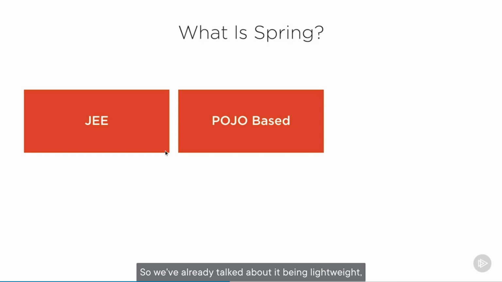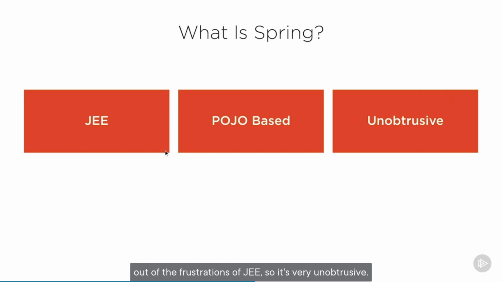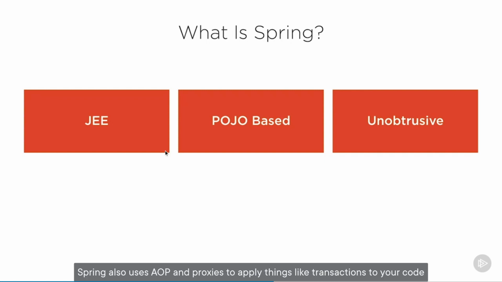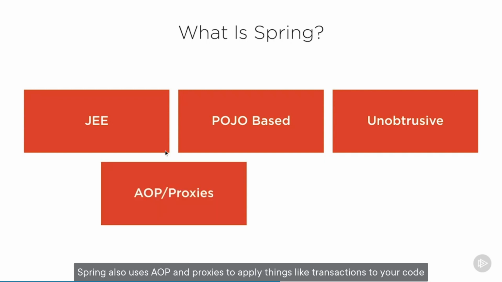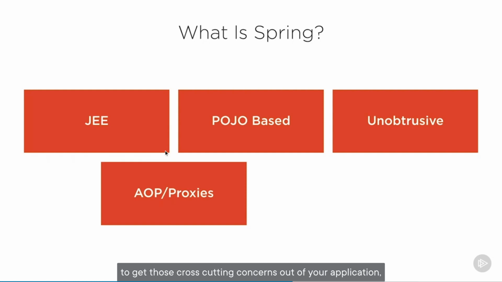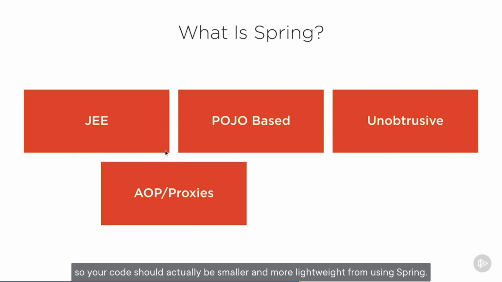So we've already talked about it being lightweight, but we should also point out that Spring was built out of the frustrations of J2EE, so it's very unobtrusive. It shouldn't be getting in your way. If it is, you're using it wrong. Spring also uses AOP and proxies to apply things like transactions to your code to get those cross-cutting concerns out of your application, so your code should actually be smaller and more lightweight from using Spring.